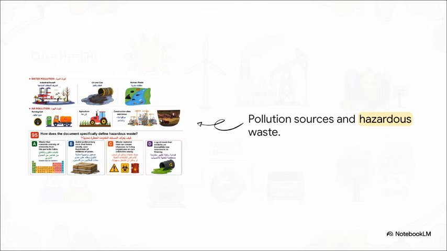Now, when we talk about pollution, there's a big focus on hazardous waste. Question 95 asks exactly how the document defines it. The source explicitly states that hazardous waste is material that can cause diseases to living organisms or can catch fire easily. Looking at our choices, option C provides that exact definition almost word for word.